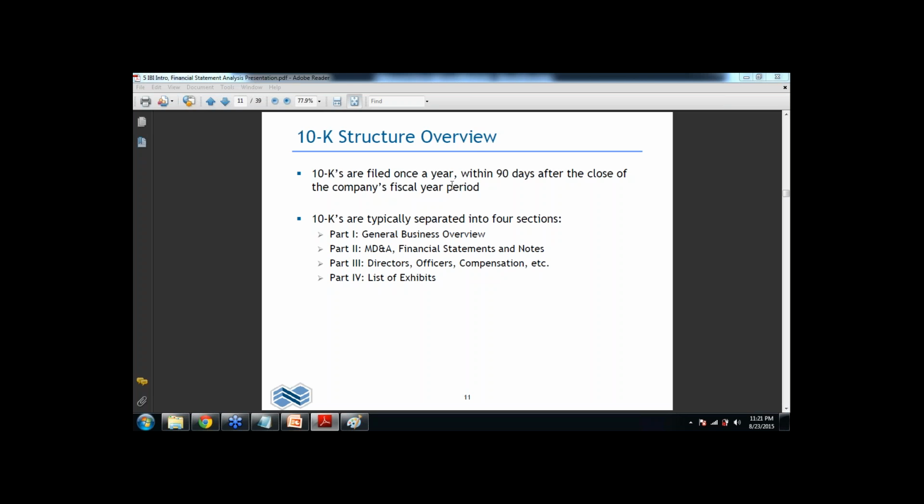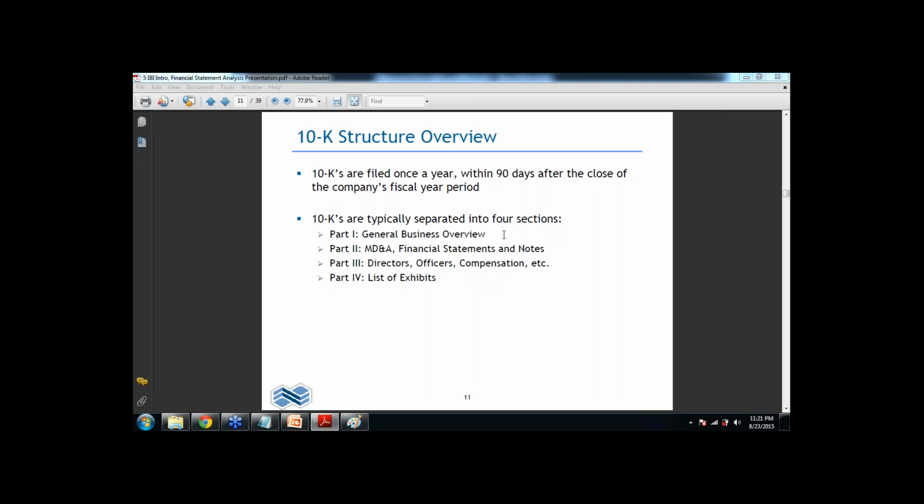So, closing of a fiscal year period. In some countries the years close in March, some in April, and some of them close in December. It depends on the company when they are trying to close it. After the fiscal year is closed, within 90 days this 10K has to be filed.